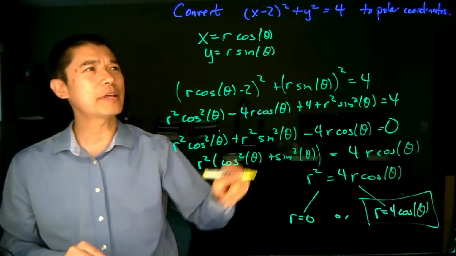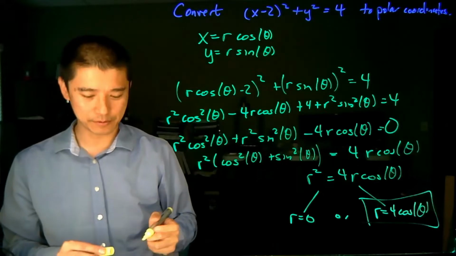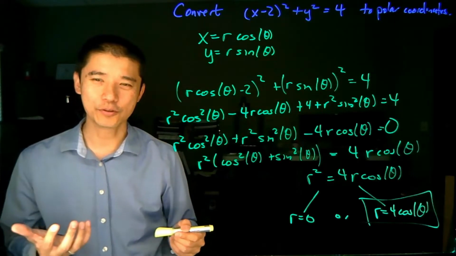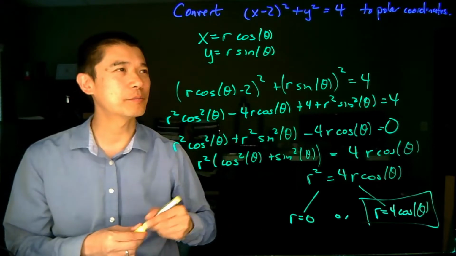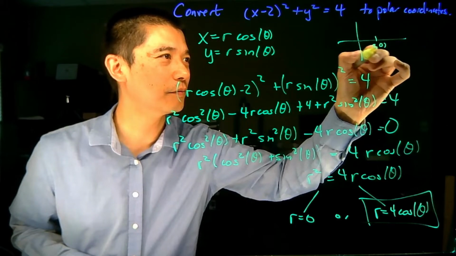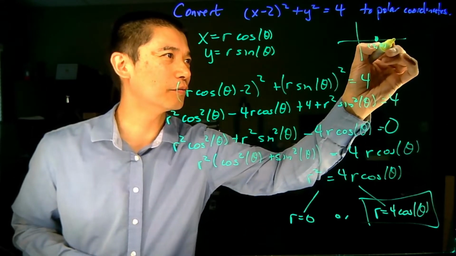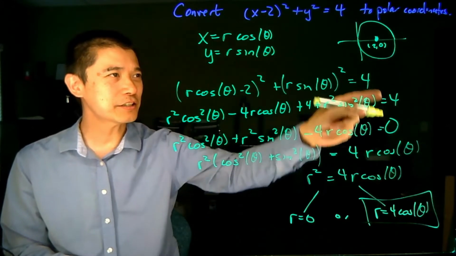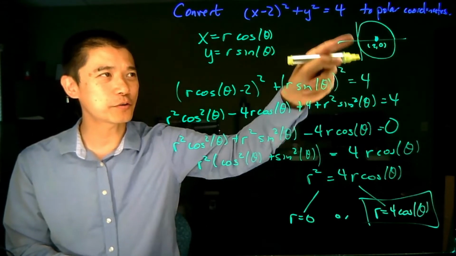Now, what's interesting about this is that we should be able to recognize this shape. If you think about it, x minus 2 squared plus y squared equals 4. That's a circle of radius 2 centered at the point 2, 0. So here's the point 2, 0, a circle of radius 2. So this formula right here is actually the polar coordinate formula for a circle centered at that particular point.